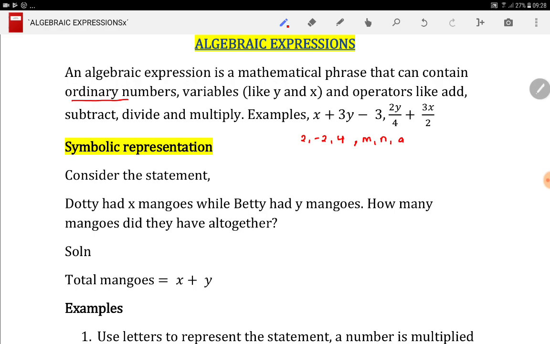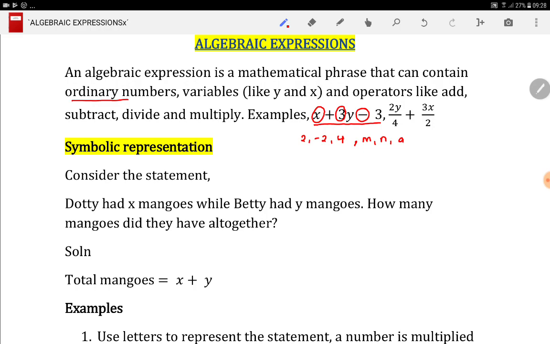Now, examples of algebraic expressions are, we have x plus 3y minus 3. So as you can see, we have variables. We also have an ordinary number. We also have operators. Another example is 2y over 4 plus 3x over 2.